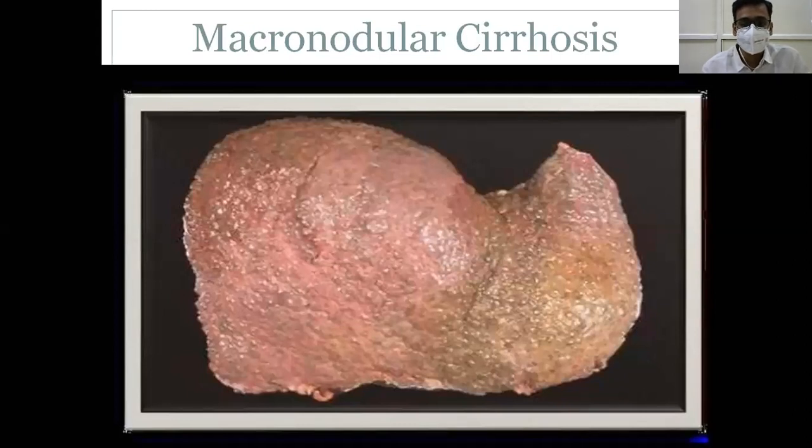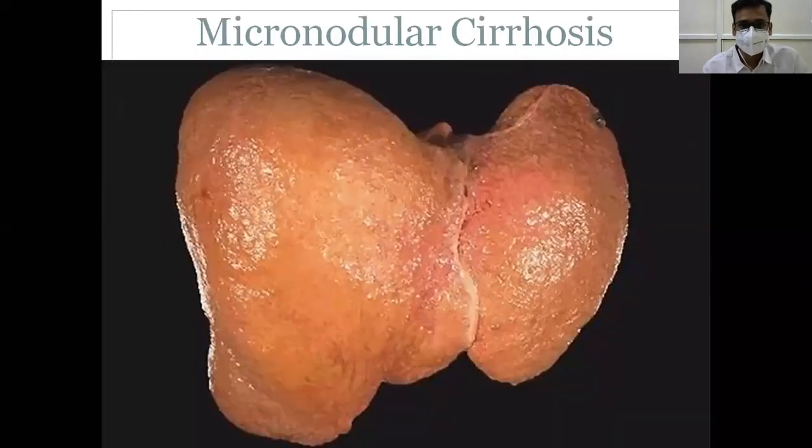This is a gross picture of how a macronodular cirrhotic liver looks. If you're looking at the last slide, you can better appreciate the macronodularity. The nodules will be more than 3 mm in size. This is a micronodular liver where the nodules are less than 3 mm. Unless you zoom in, you can't make out this nodularity. Usually the liver is a smooth surfaced organ.